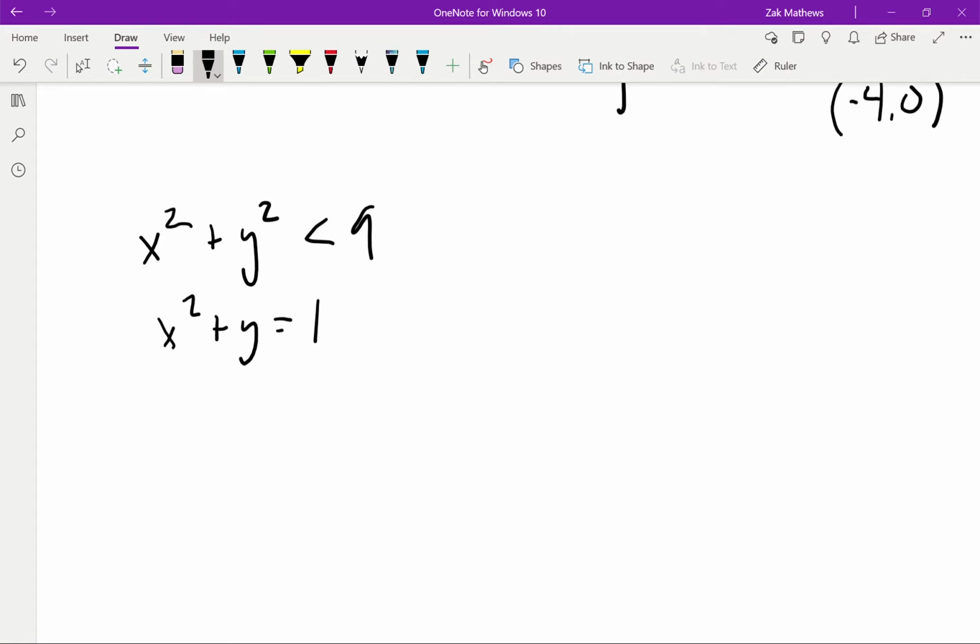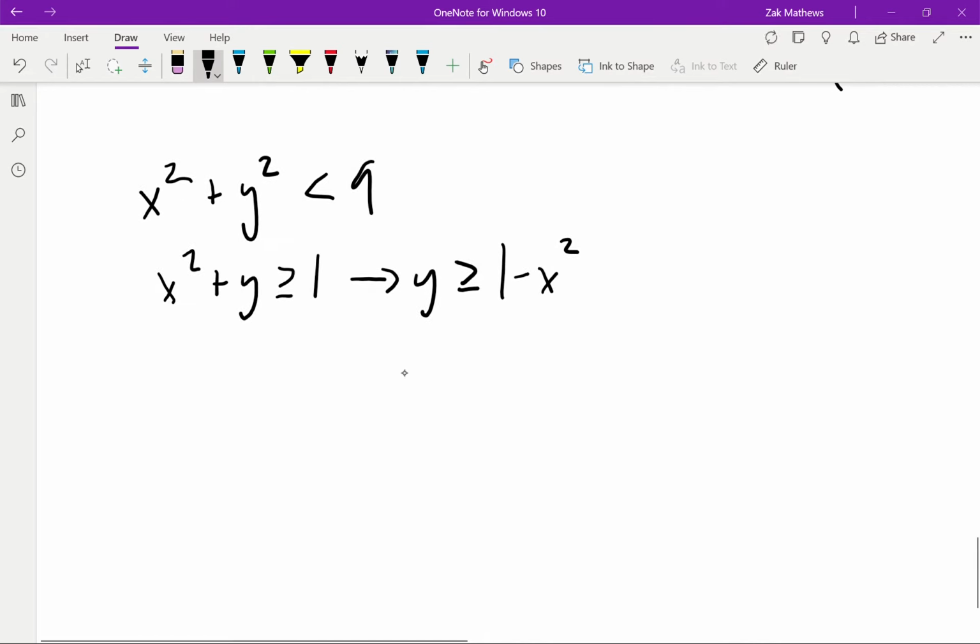So to get y by itself, I'm going to subtract that x squared over. Y is equal to, I don't want an equal to, sorry, let me change that. Greater than or equal to is what I'd wanted to write, otherwise it's a very boring system of inequalities. Y is greater than or equal to 1 minus x squared. So now let's graph both of the curves.